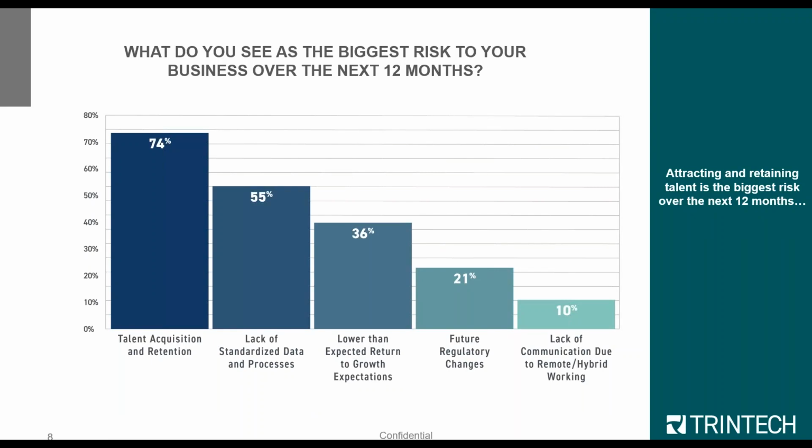According to Trintech's 2022 Financial Close Benchmark Survey, when asked what is the biggest risk to your business over the next 12 months, 74% said talent acquisition and retention. Interesting to see that remote hybrid has become less of a risk year on year. Lack of standardized data and processes is a close second. Data has always been a challenge, but we expect this to continue to be a focus.